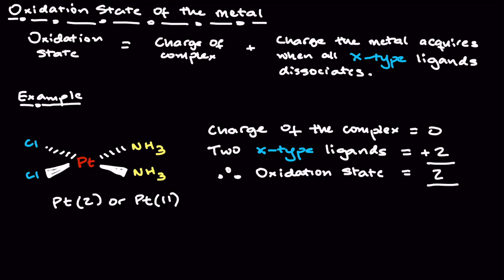Because the oxidation state of a metal tends to change, it is always important to be able to write and note the oxidation state along with the chemical symbol for that particular metal. So we would typically see things like Pt(2) or Pt(II) in Roman numerals to denote the oxidation state of the platinum within this particular complex.